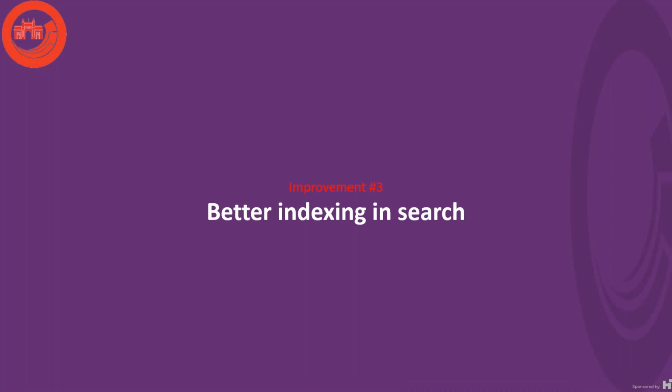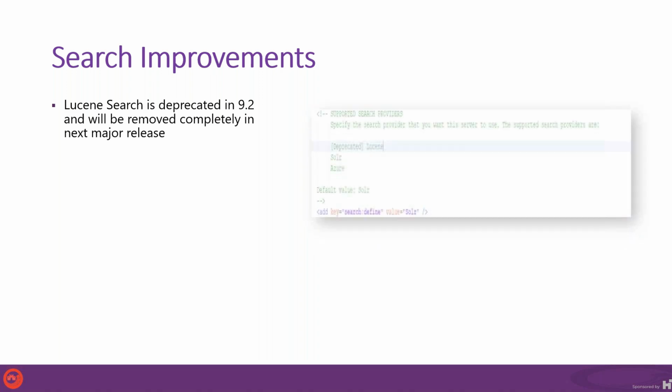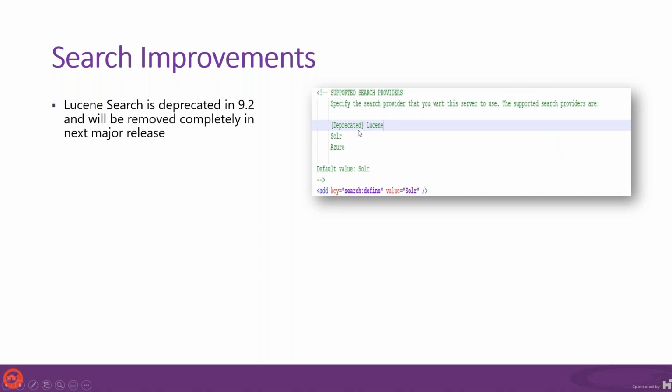Better indexing in search. Search is definitely a vital functionality for any application, and search is also used by Sitecore internally for its internal functionalities, right? So let's see what has been done as part of search in 9.2. Using Lucene search is deprecated in 9.2. You can see in the configurations that it is deprecated. You can still find the Lucene related configurations under the App_Config folder, but they are deprecated, and you are not supposed to use them.